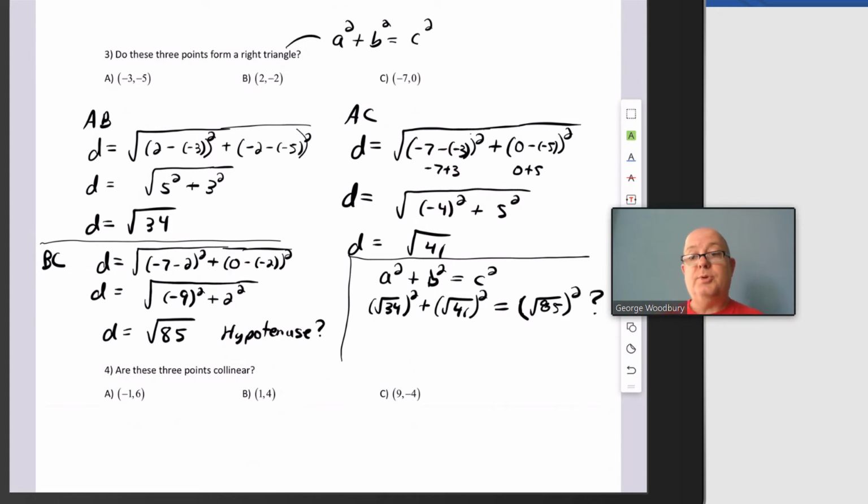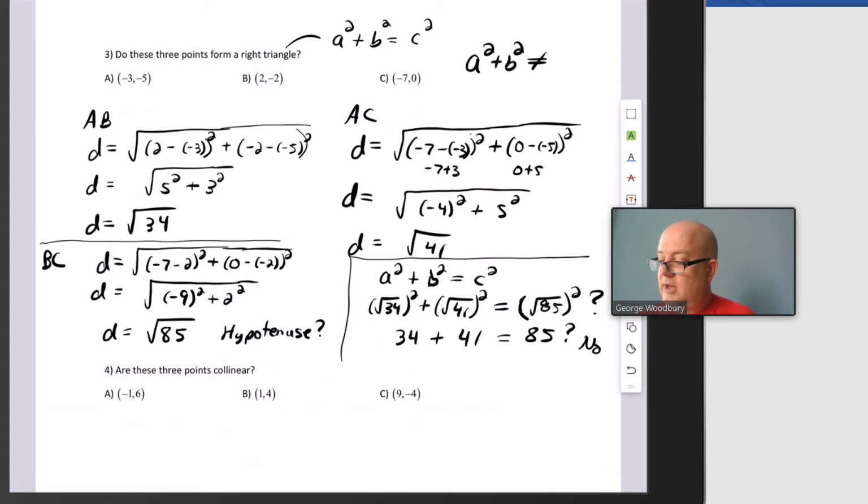When we square a square root, they basically undo each other. So we're left with 34 plus 41. Does that equal 85? No. 34 plus 41 is 75. So if that last distance had been the square root of 75, then yeah, this is a right triangle. But because in this case, a squared plus b squared does not equal c squared, the answer is no, this is not a right triangle.